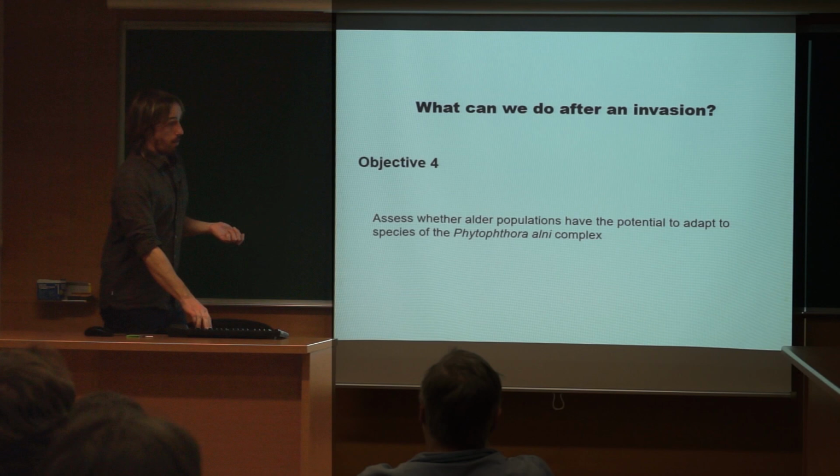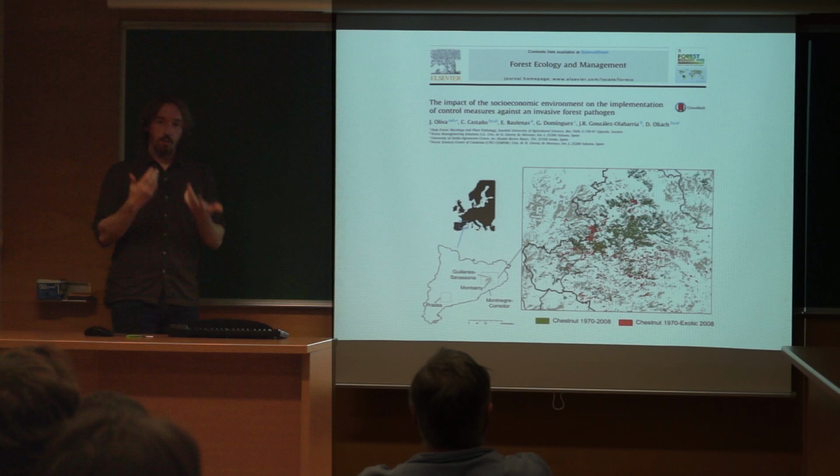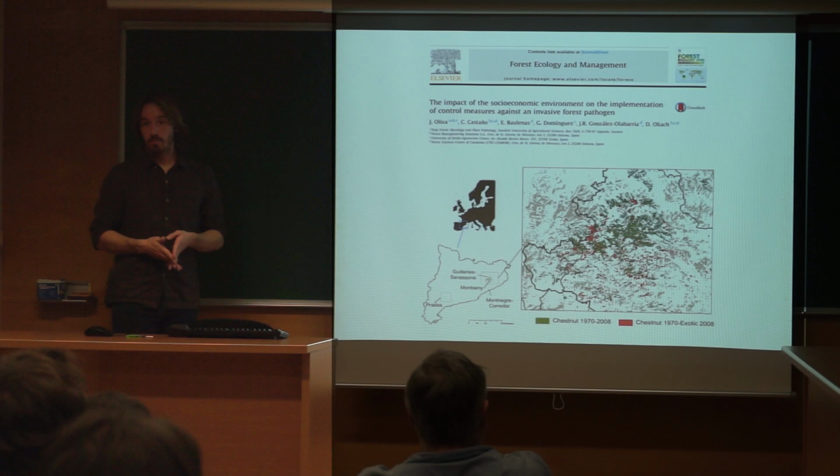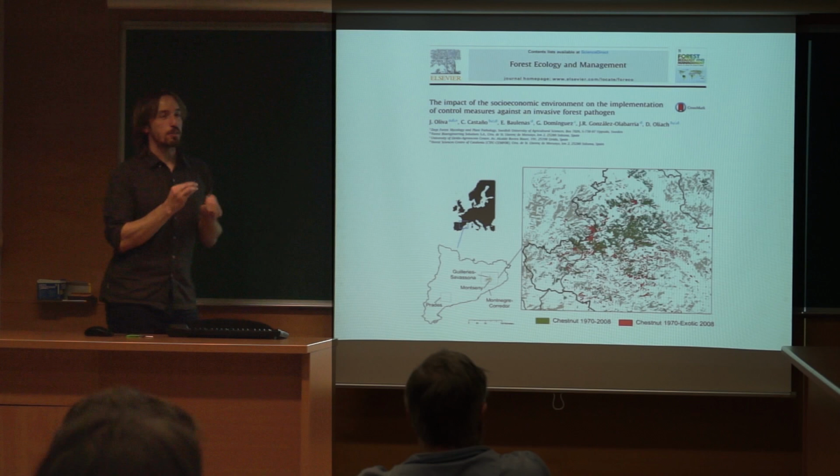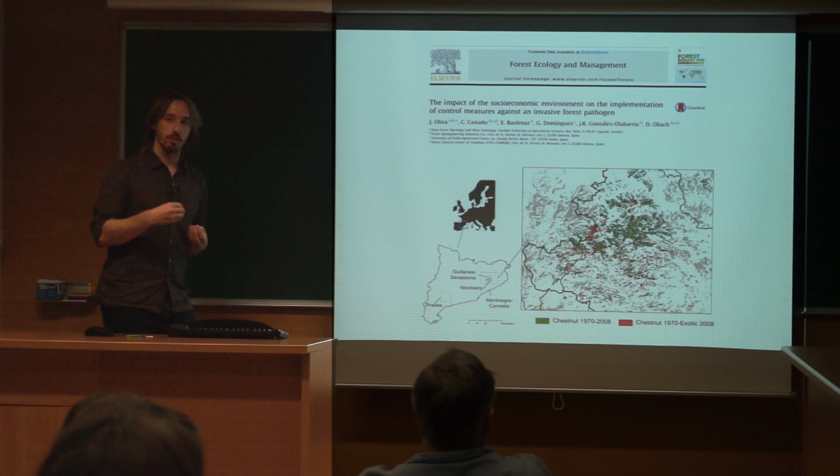Because at the end, if you start breeding for resistant varieties and trees, someone will have to plant them. That's why I think a lot of these European projects want stakeholders in the project, because we really have to develop things that at the end someone is going to apply. Why am I telling you that?